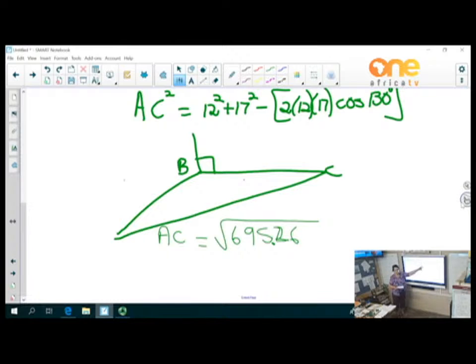This is now the combination. If you've calculated everything, remember, you can see cosine is obtuse, so it will be a negative times a negative. And then AC, you still have to root it to get the final answer.